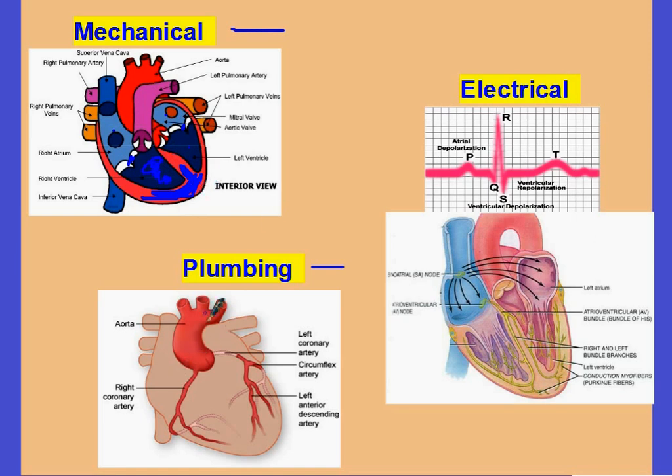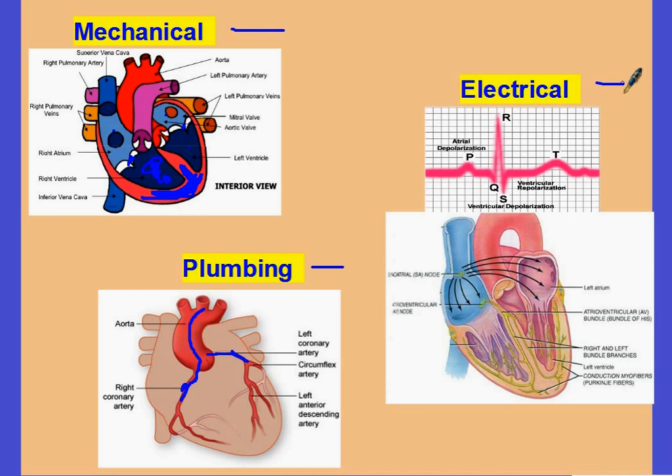So how it does that is as blood is pumped out of the heart through the aorta, some of that blood enters these arteries, and these arteries actually supply the muscle itself with oxygen. And this is the right coronary artery and the left coronary artery that has other arteries that branch off of it. So mechanical, then plumbing, and the third component that helps the heart to function is the electrical system.